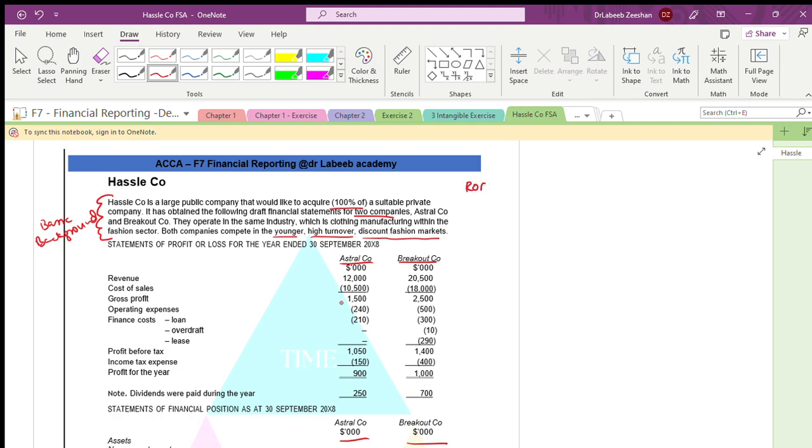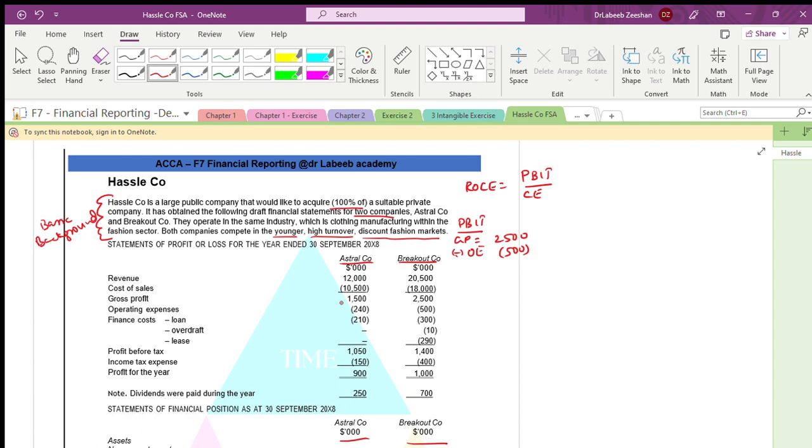What is the formula for return on capital employed? Return on capital employed is profit before interest and tax divided by capital employed. Now, what is the profit before interest and tax? Gross profit is 2,500 minus operating expenses. Operating expenses are 500. Fine.